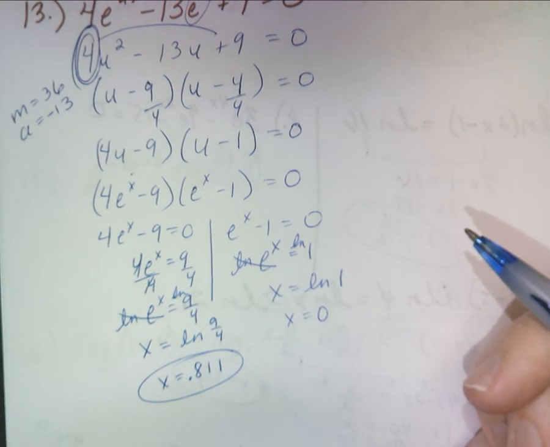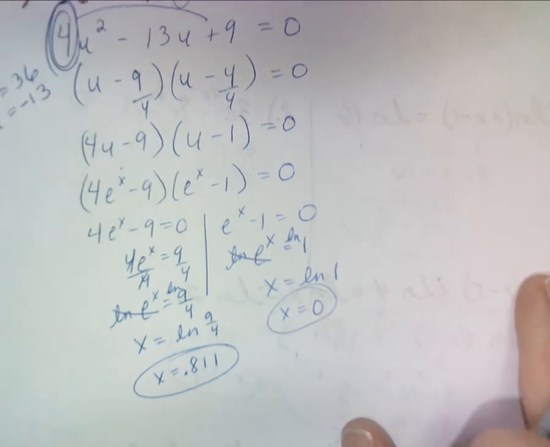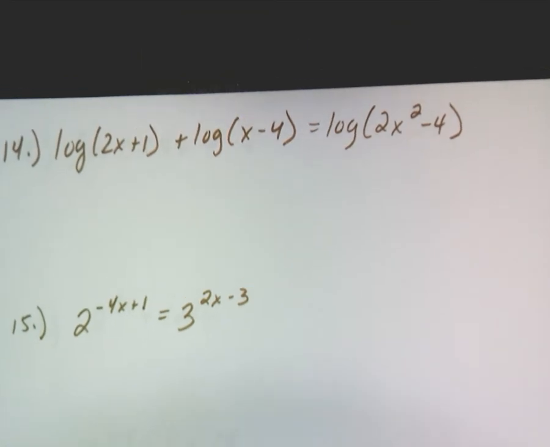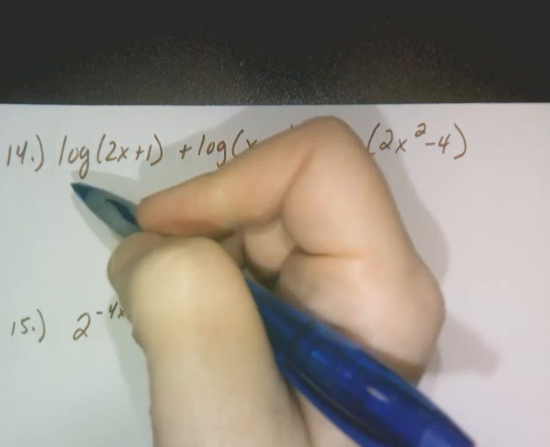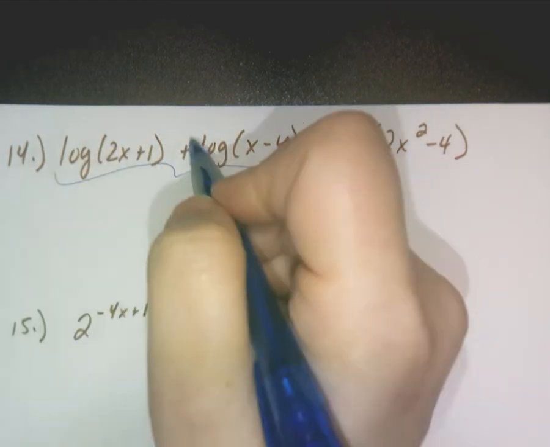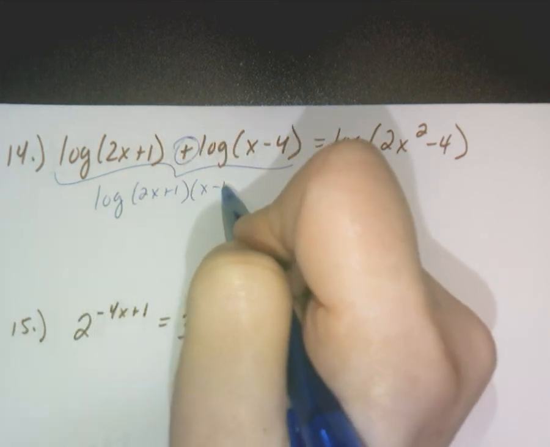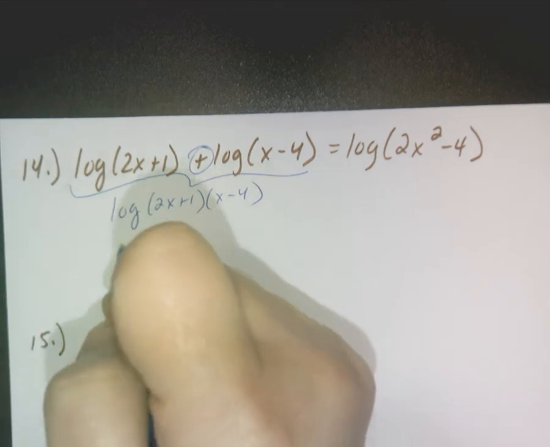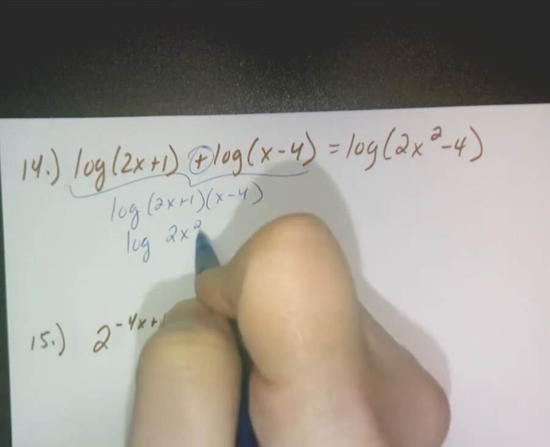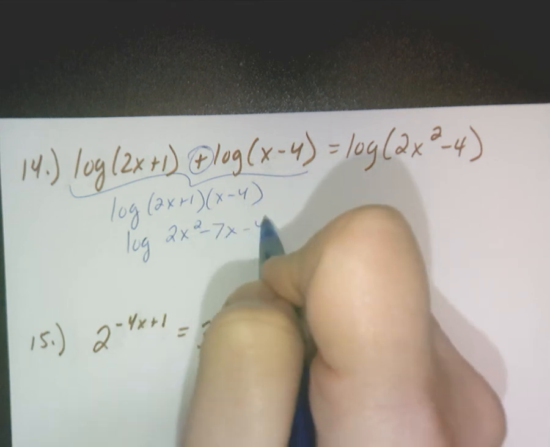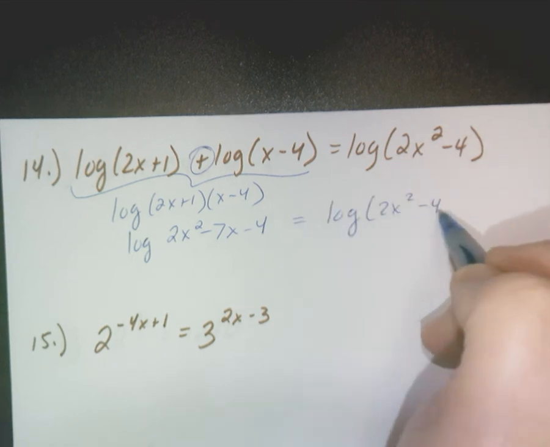Okay. Where am I at now? 14. Bunch of logs. Log, log, log. Let's put them together. When I add, I have to multiply 2x plus 1 times x minus 4. So that would be 2x squared minus 7x minus 4. And on this side, I have 2x squared minus 4.